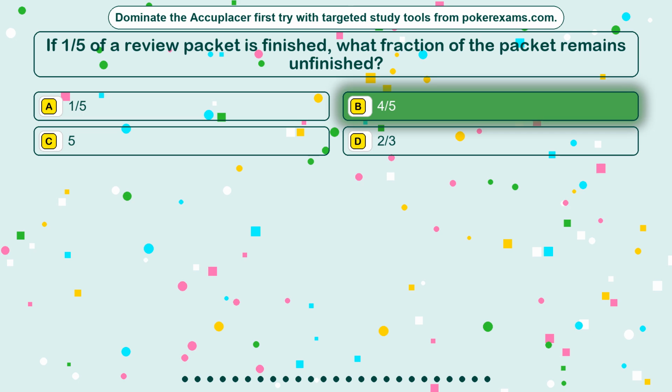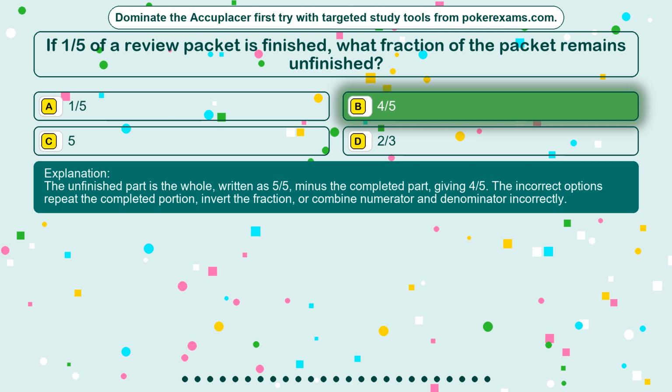The correct answer is option B, 4/5. The unfinished part is the whole, written as 5/5, minus the completed part, giving 4/5. The incorrect options repeat the completed portion, invert the fraction, or combine numerator and denominator incorrectly.